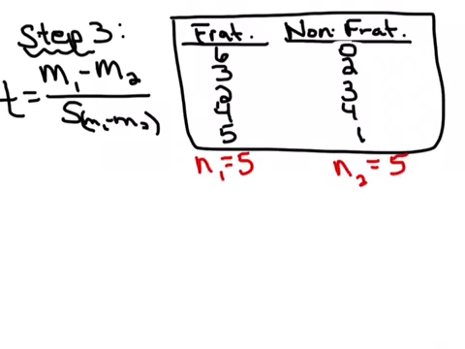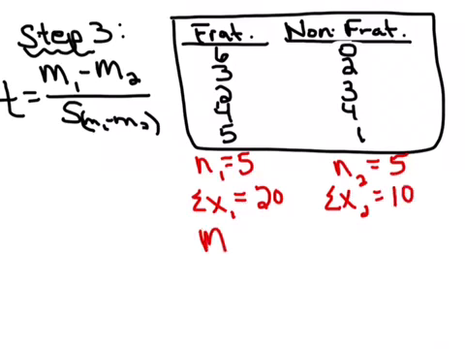Now I'm going to start getting the data for each of these. If you calculate, you should get a sum of x for group 1 of 20. Then you should also get a sum of x for group 2, which equals 10. For group 1, our mean equals 4, because 20 divided by 5 is 4. For group 2, our mean equals 2, because 10 divided by 5 is 2.